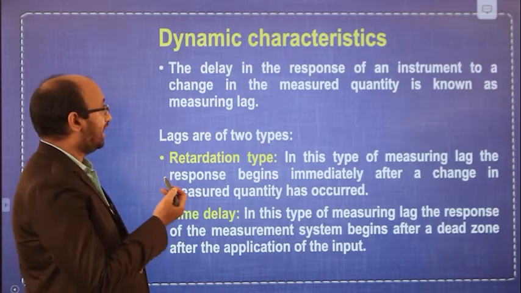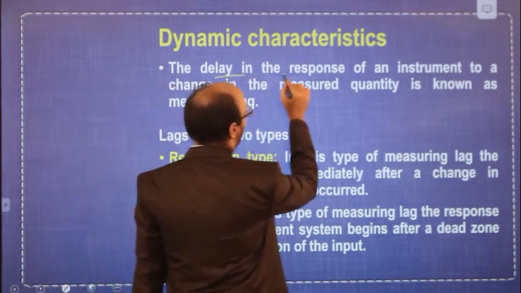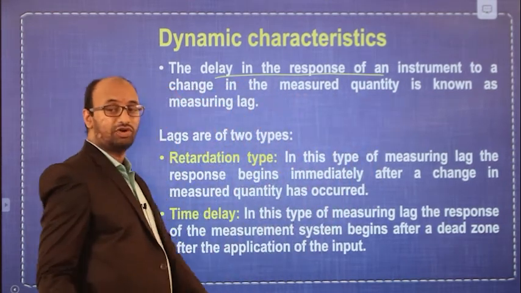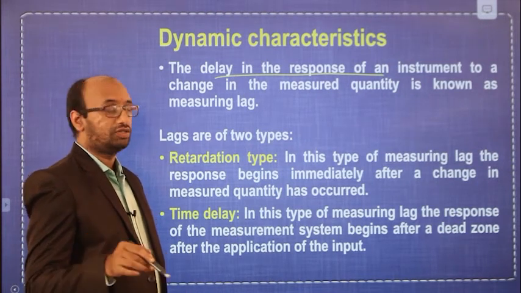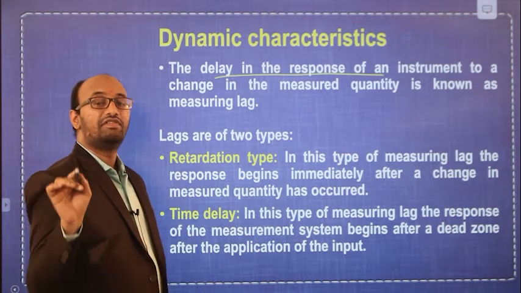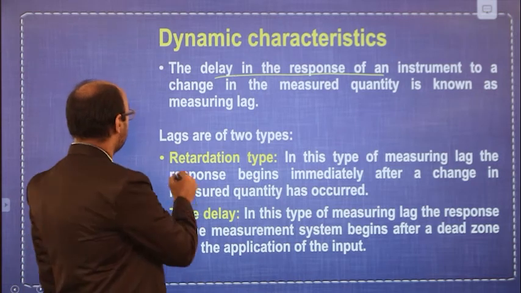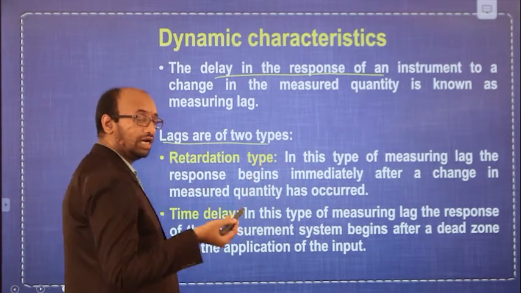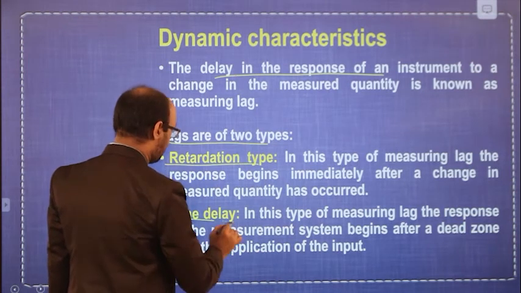The next dynamic characteristic is lag. It is the delay in the response of an instrument to a change in the measured quantity. There shouldn't be any delay in the response. If there is delay in the response of an instrument when the measured quantity changes, we say that there is lag. There are 2 types of lag. The first one is retardation type and the second one is time delay.